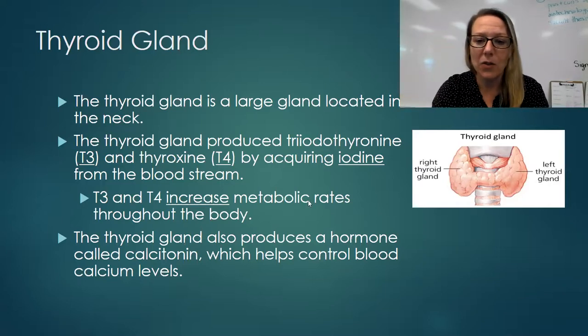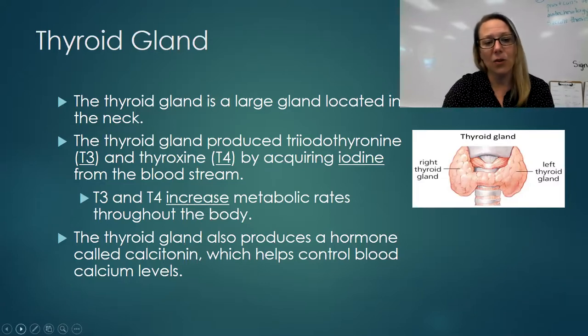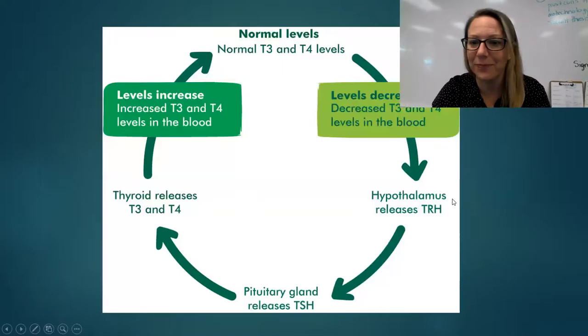The thyroid gland also produces a hormone called calcitonin, which helps to control the calcium levels in your blood. So you might not think your thyroid's super exciting, but it really is because it controls all the metabolism in your cells.